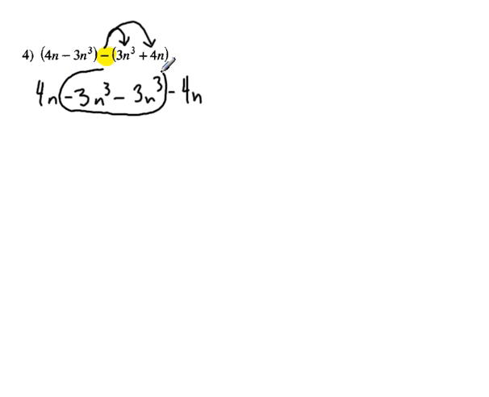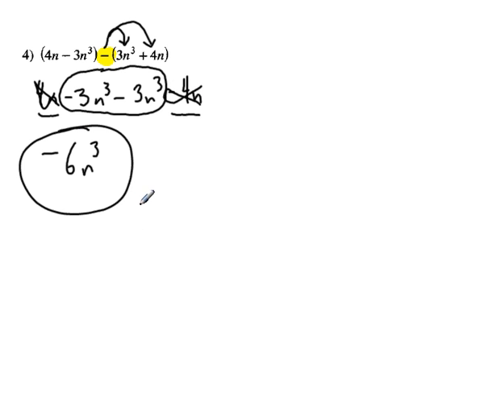Okay, so like terms, I'm going to start out with these two. I'm going to work that problem first. Negative 3n to the third minus 3n to the third is negative 6n to the third. Now, if you didn't handle that sign correctly, you may have thought that that should have been a positive there in the middle, and that would have canceled those out, and you would have had a very wrong problem on your hands. Then you have 4n minus 4n. Well, those indeed do cancel each other out. So your answer is negative 6n to the third.